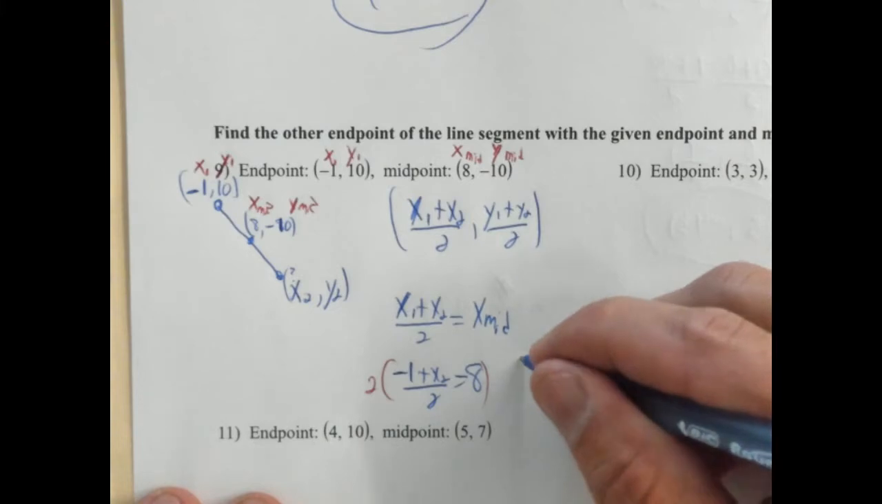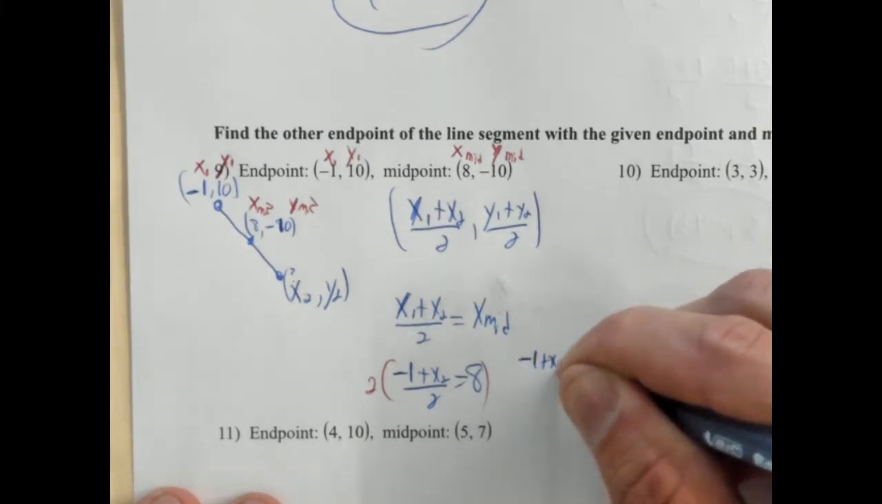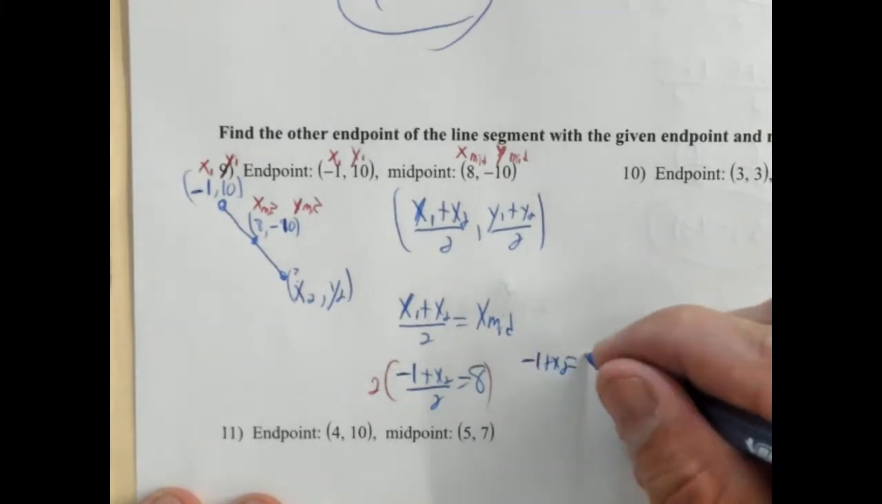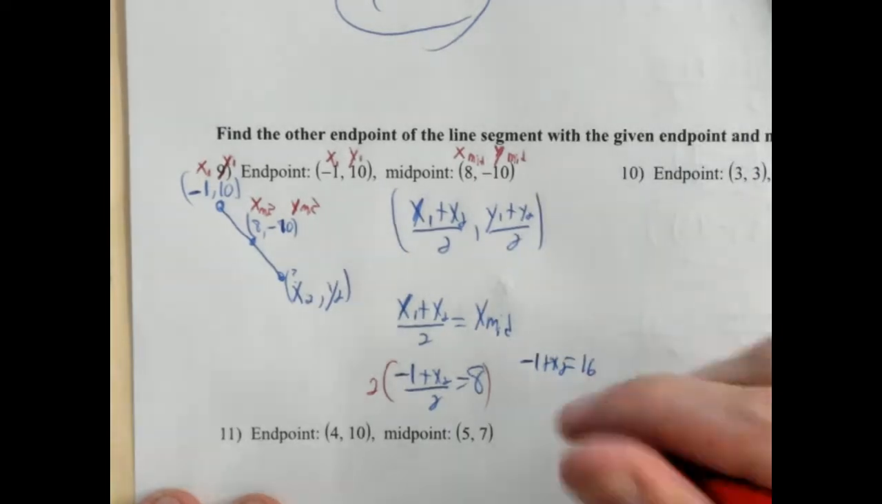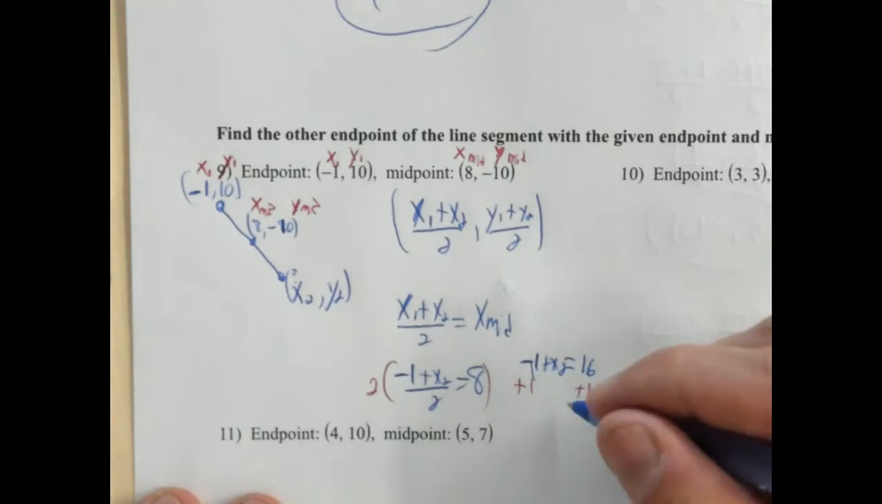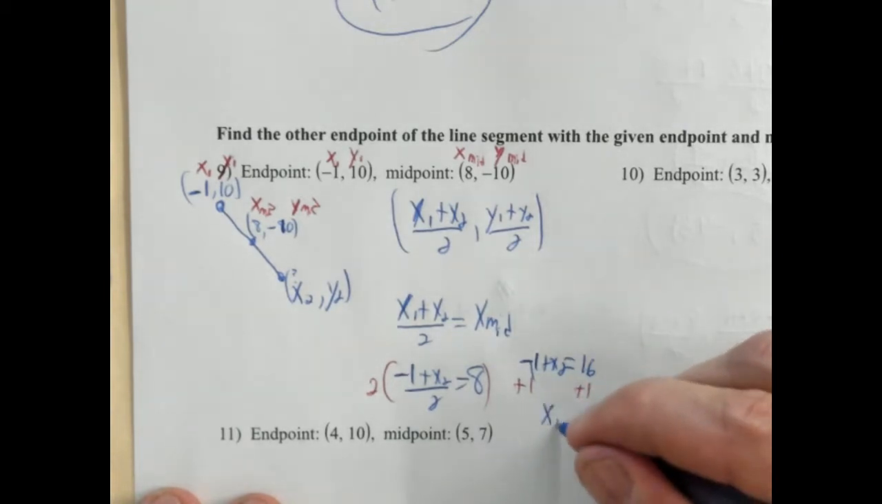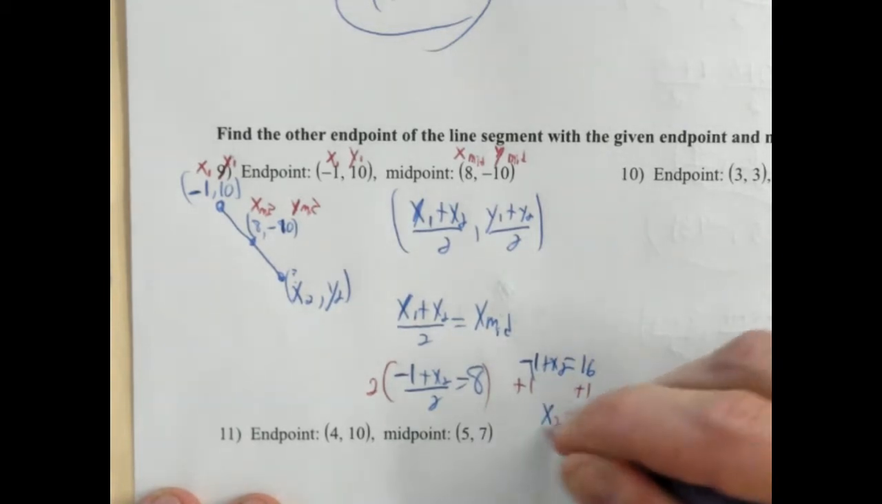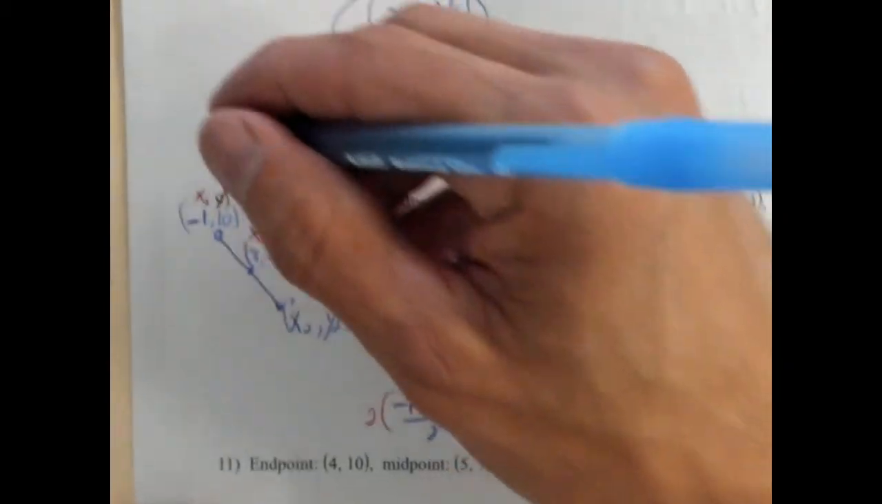That's going to give us -1 plus x2 equals 16. And then add 1 to both sides. And our x sub 2 should be 17. So 17 is the first part.